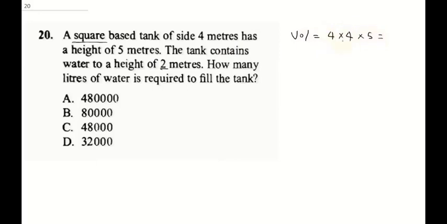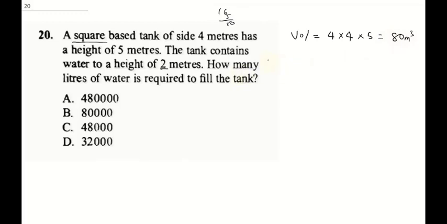It can contain 4 times 4 times 5. So 4 times 4 times 5, that's 16 times 5. So when you multiply 16 by 5, you are going to get: 5 times 6, that's 0 carry, 5 times 1, it's 5, plus 3, that will be 8. So this is 80 meter cube.